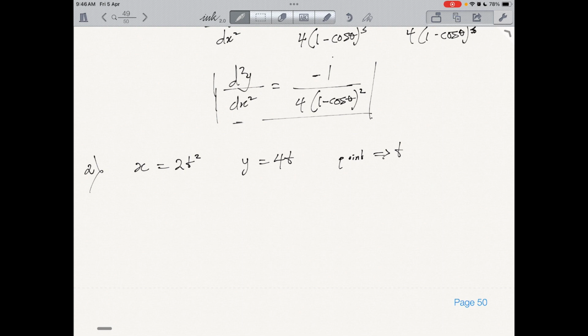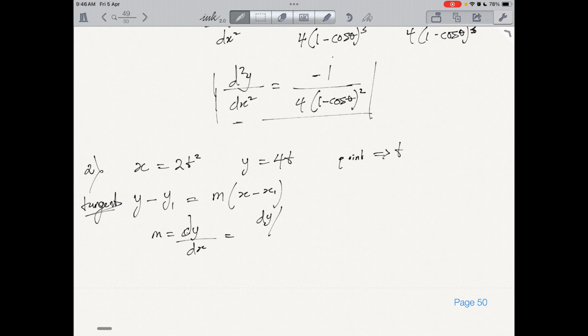Now let's recall the equation of a tangent that says y minus y1 is equal to m into x minus x1. We know that m is the gradient, that's dy/dx. And in parametric equations, dy/dx is given as dy/dt, because t is our parameter, divided by dx/dt.